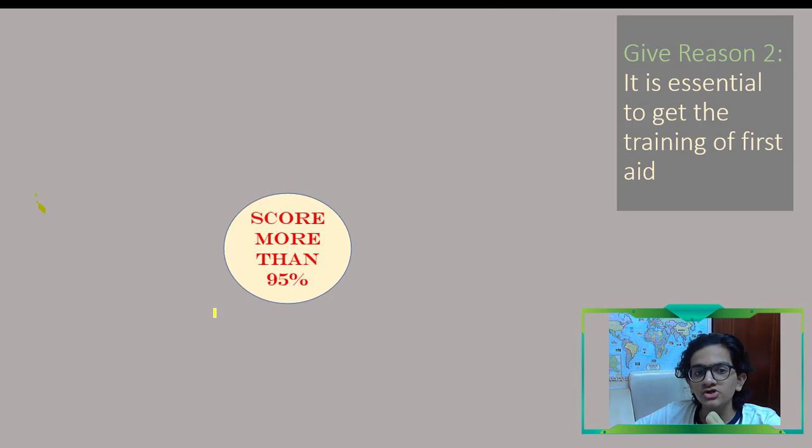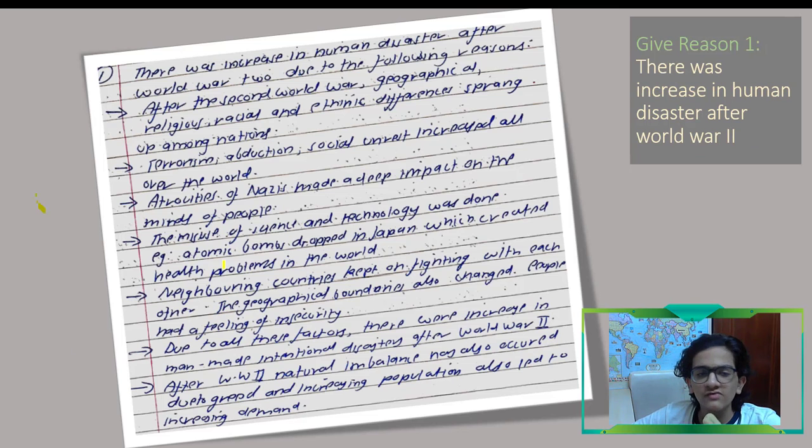There was increase in human disaster after World War II due to the following reasons. After the Second World War, the geographical, religious, racial and ethnic differences sprang amongst nations. Terrorism, abduction, social unrest increased all over the world. Atrocities of the Nazis made deep impact on the minds of young people. The misuse of science and technology was done. Example, atomic bombs dropped in Japan, which created health problems in the world.